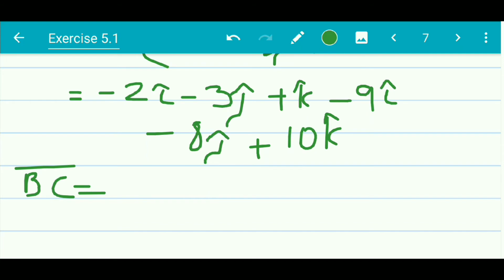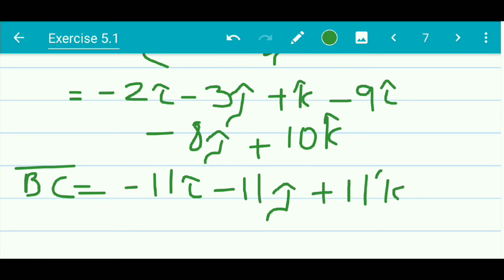So our BC comes out as minus 2i minus 9i, that is minus 11i. Similarly, minus 3j minus 8j, minus 11j, and k plus 10k, 11k. So it comes out this way. We take minus 11 common. Just observe what is done over here. So in the bracket, we get i plus j minus k.